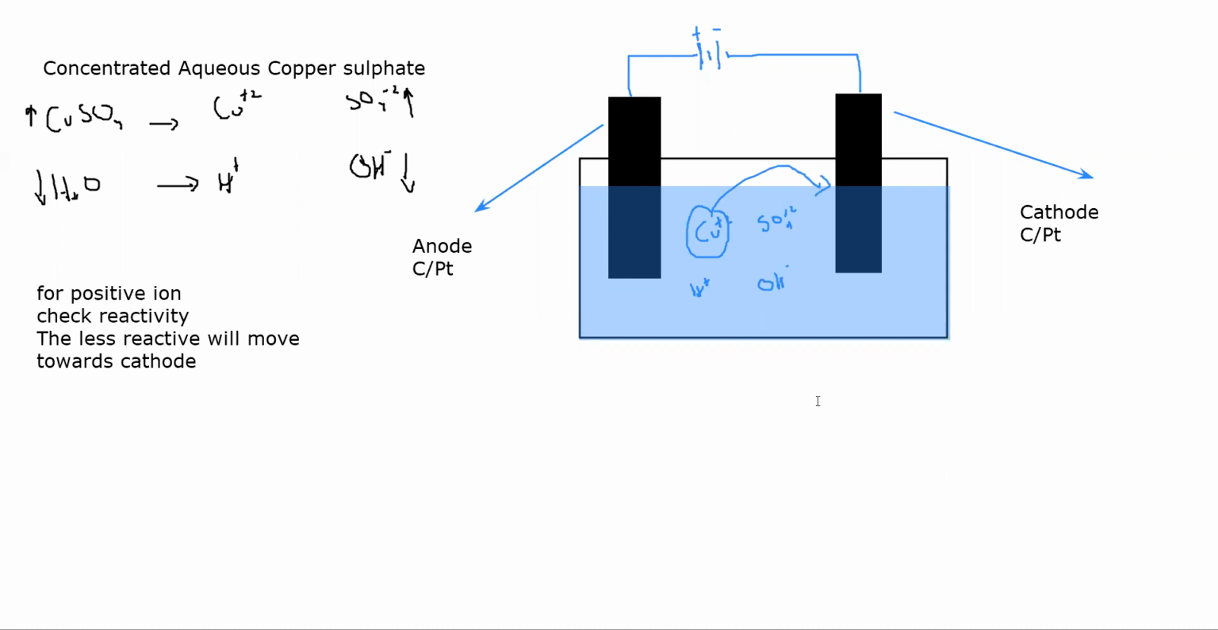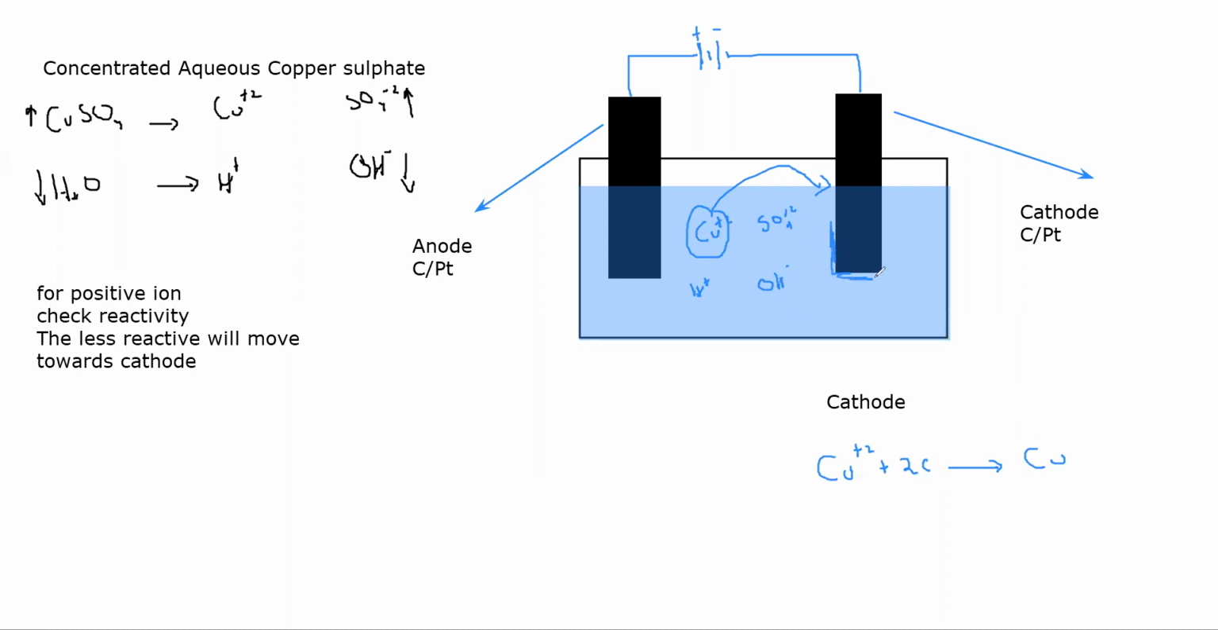So if we write the equation for cathode, copper ions, which is +2, they will take 2 electrons and change to copper atom. So copper ion gains 2 electrons, changes to copper atom. So what we'll observe is the copper metal.